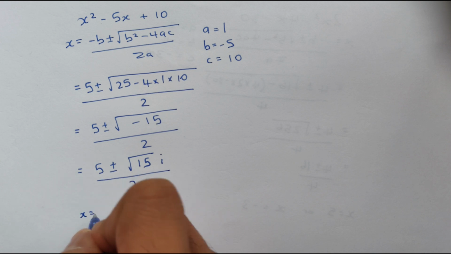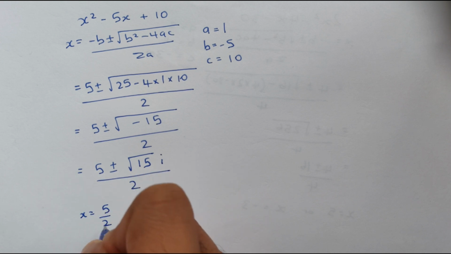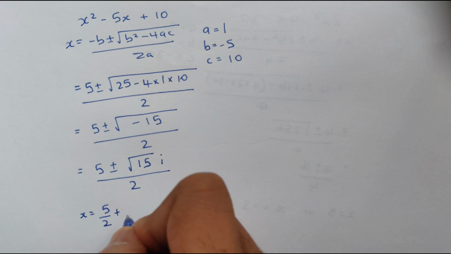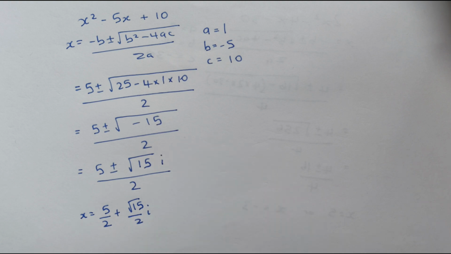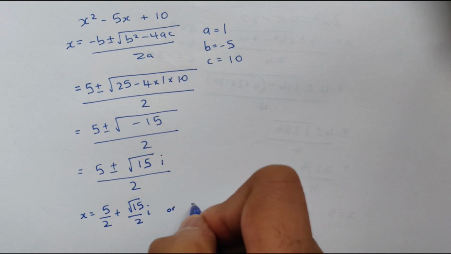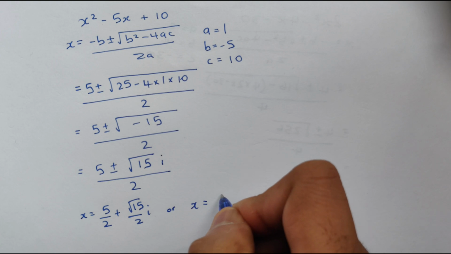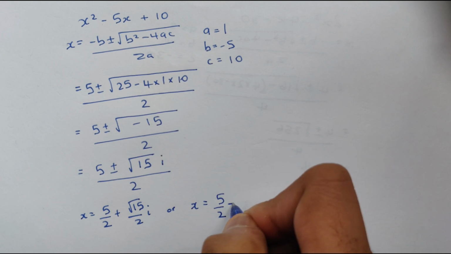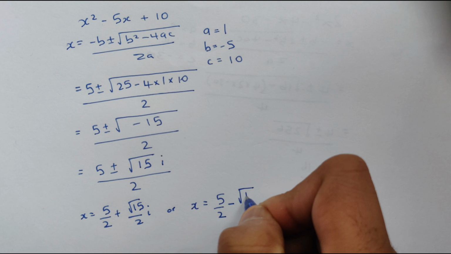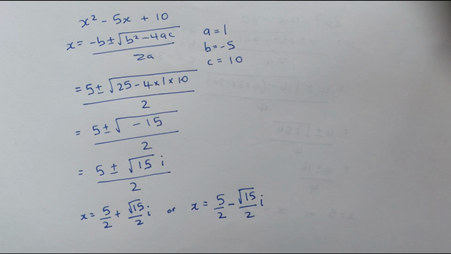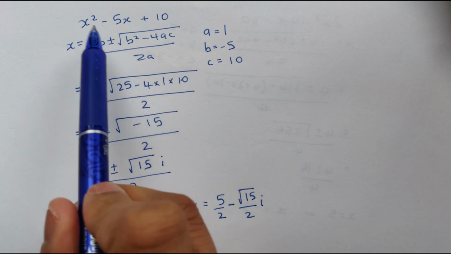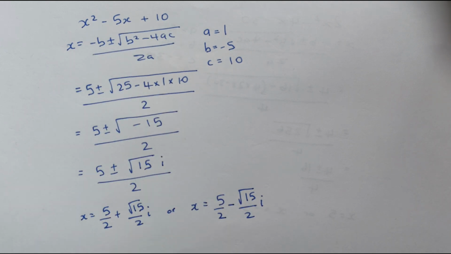So x can equal 5 over 2 plus the square root of 15 over 2 i. Or x equals 5 over 2 minus the square root of 15 over 2 i. So, using the quadratic formula to solve x squared minus 5x plus 10, the values of x we get are as follows. And these are imaginary roots.